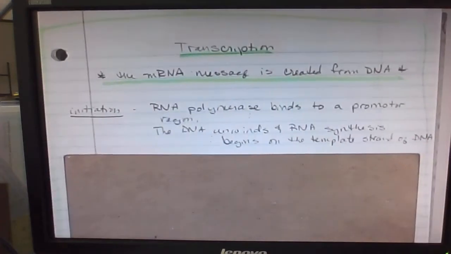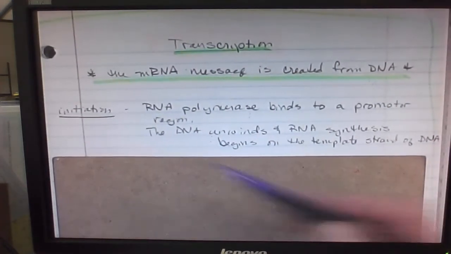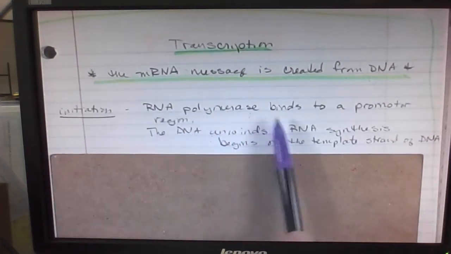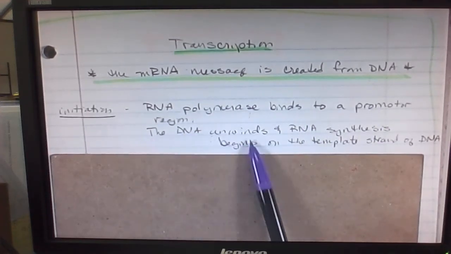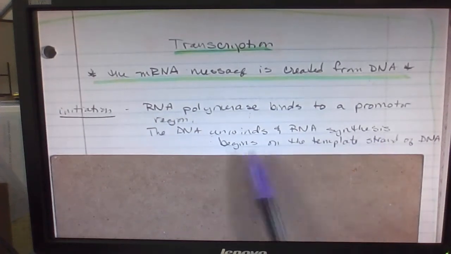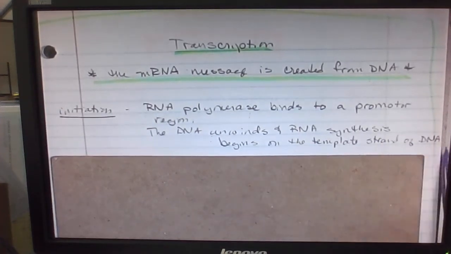The first part of transcription is initiation. The RNA polymerase binds to the promoter region. Then the DNA unwinds and the RNA synthesis begins on the template strand of DNA.